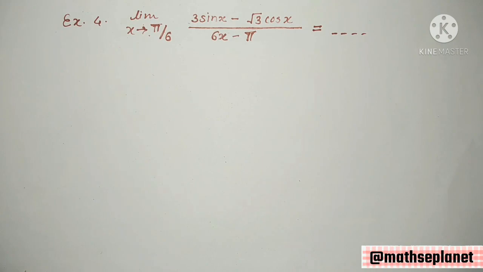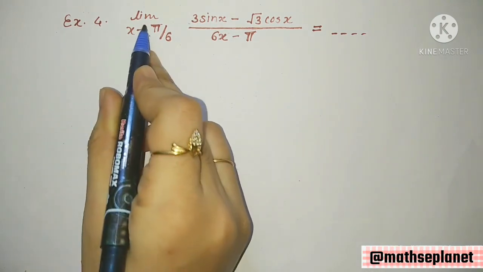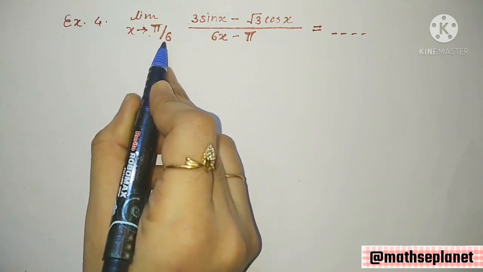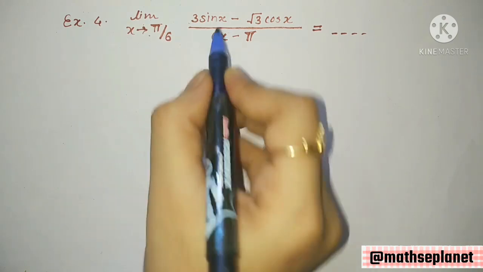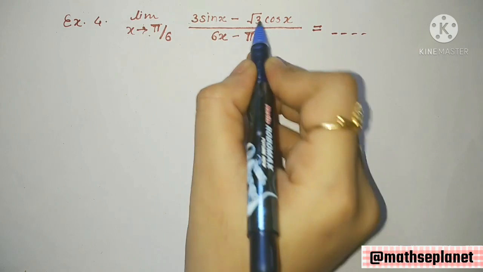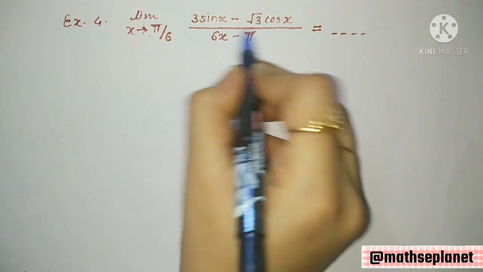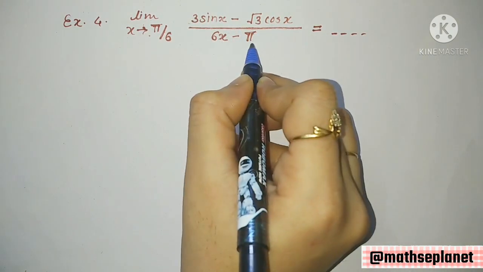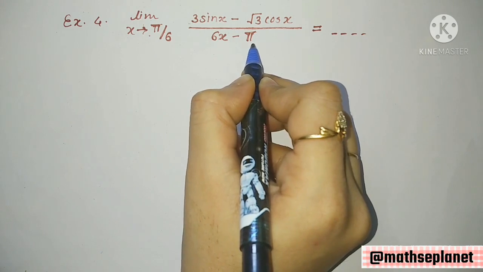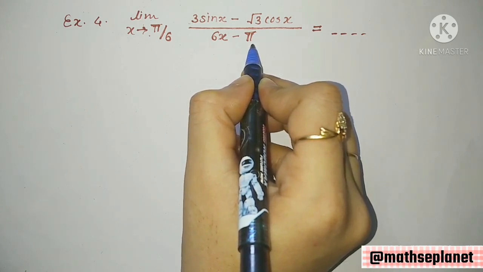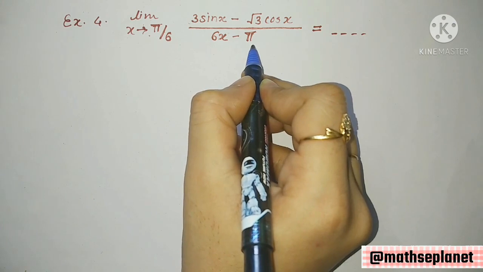Example number 4: limit x tends to pi by 6, (3 sin x minus root 3 cos x) divided by (6x minus pi). Pi by 6 is 30 degrees. Here also you have to check first whether you are getting 0 by 0 form or infinity by infinity form, and if yes, then we can apply L'Hopital's rule. So let's check.